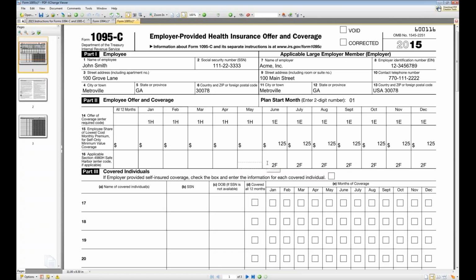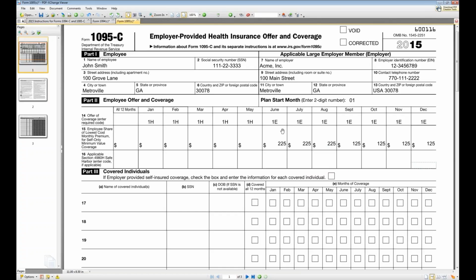Or a twist on that: let's say that the premium was not affordable to John for some reason. Let's just say in this example it's $225, and it was not affordable. Again, in that case we're just going to leave line 16 blank because he waived it. So we don't put the 2C enrollment code. We just leave it blank.